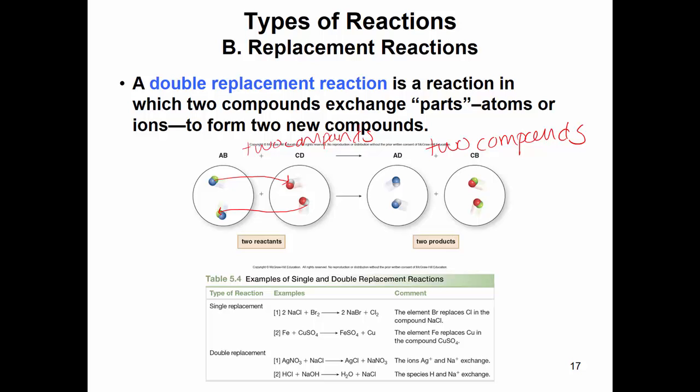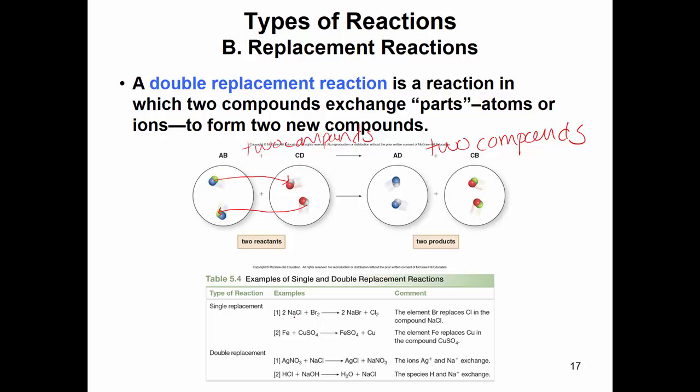So if you have two reactants, they exchange parts and they form two new products, and these are also compounds. If you have a single replacement, one element gets replaced, but then you have an element left over. Okay, and here is a double because you have two compounds as your products.